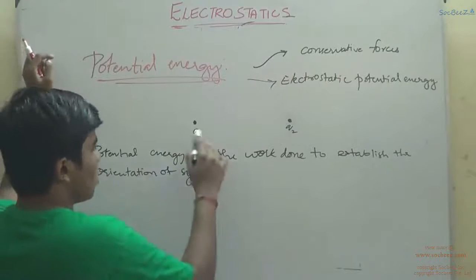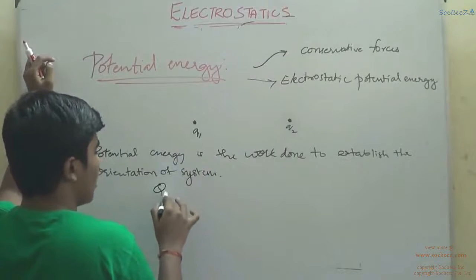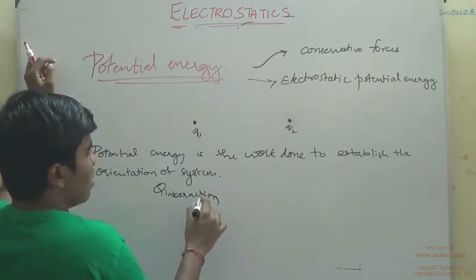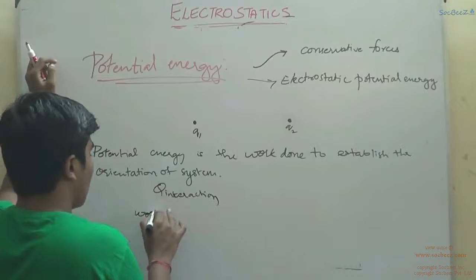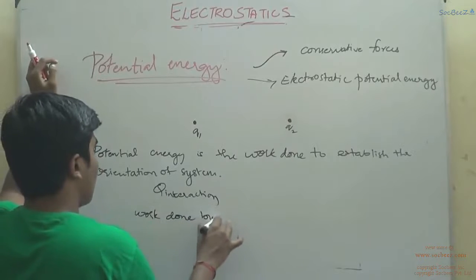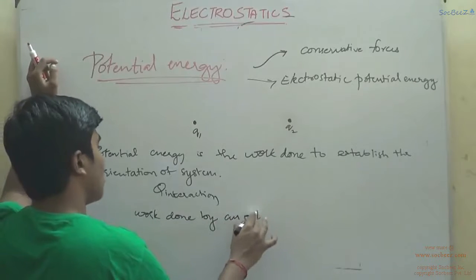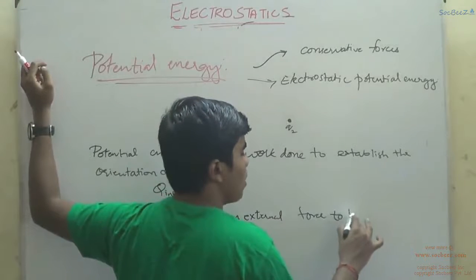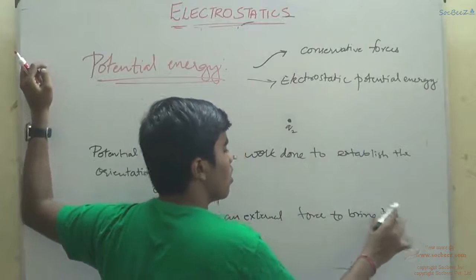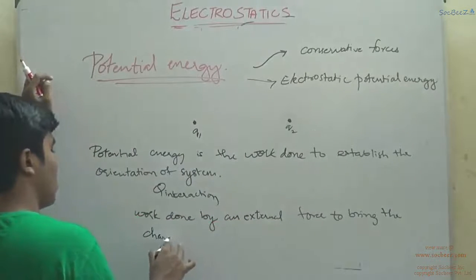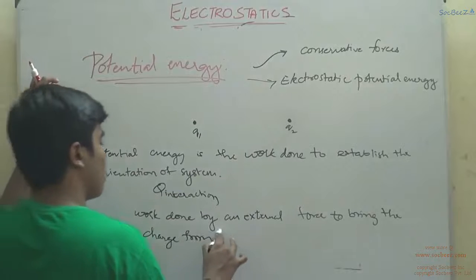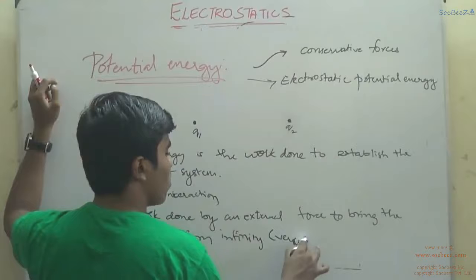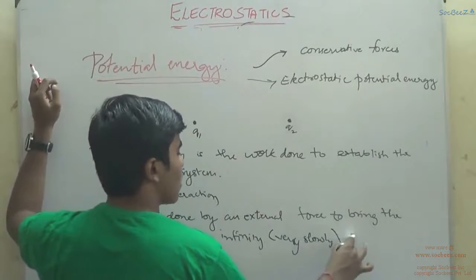Now here we have interaction energy. Now what is interaction energy? Interaction energy is the work done by an external force to bring the charge from infinity very slowly, which implies acceleration is 0.